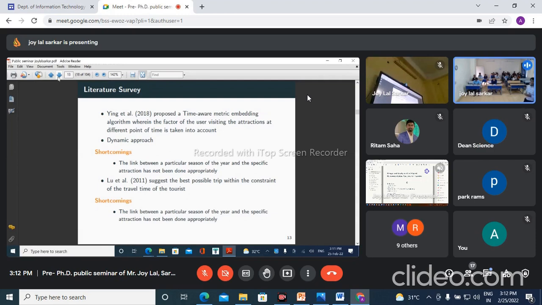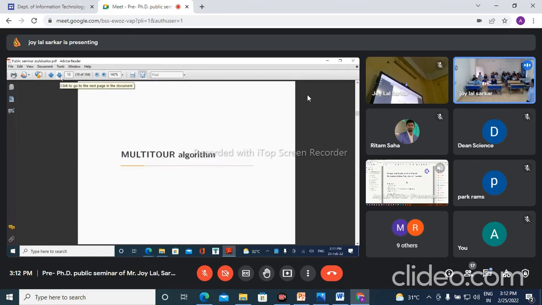Apart from that, you can see this approach suggests the best possibility within the constraints of the travel time of the tourist, and the same disadvantage we have identified here. And this is all about my marketing algorithm.